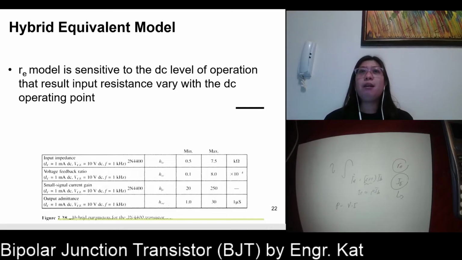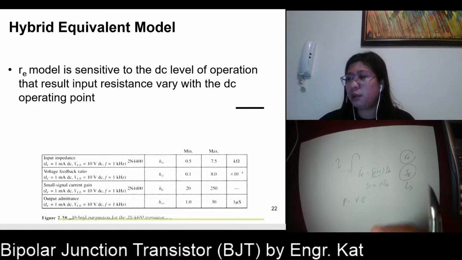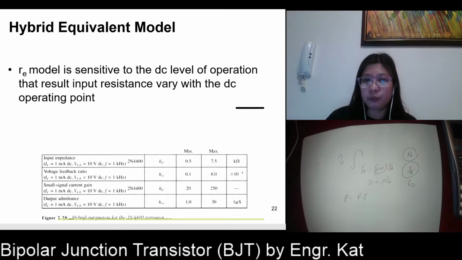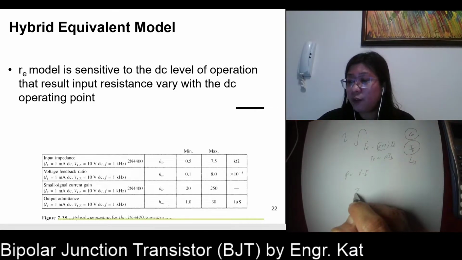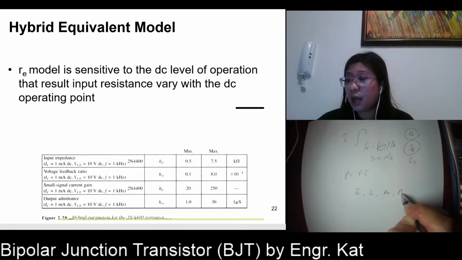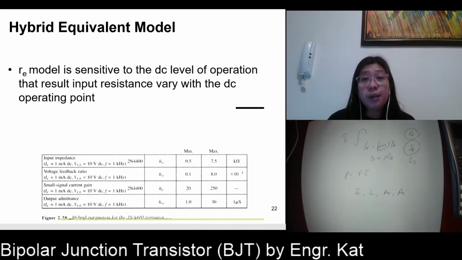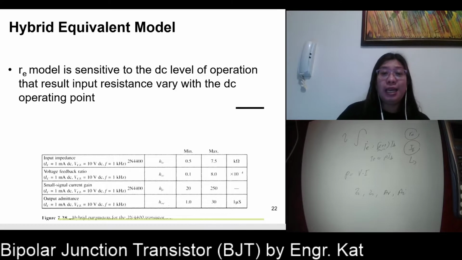Just like in the RE model, wherein we have four important parameters. What are the four important parameters for the RE model? You have the ZI, you have the ZO, we have the voltage gain, and you have the current gain. In the hybrid model, likewise, we have also four important parameters, but the difference is their name. Since we have hybrid models, all of their names start with the letter H.